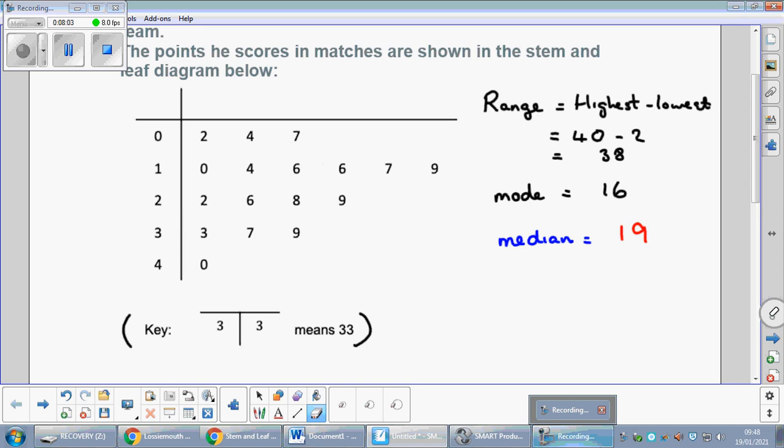I'd count 1, 2, 3, 4, 5, 6, 7, 8. It's the 9th. I'd do it that way. But it's up to you. You see which is better for you.